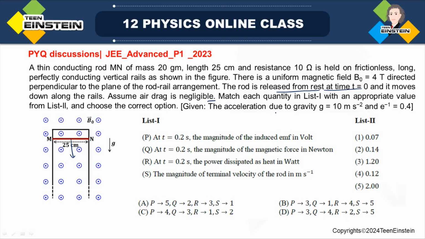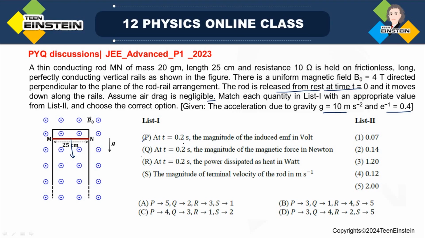Given acceleration due to gravity g is equal to 10 meter per second square and e to the power minus 1 is equal to 0.4. So these are the useful information given here. So you have to find out these entities, P, Q, R, S. Let us see what are the entities we have to calculate from this problem.